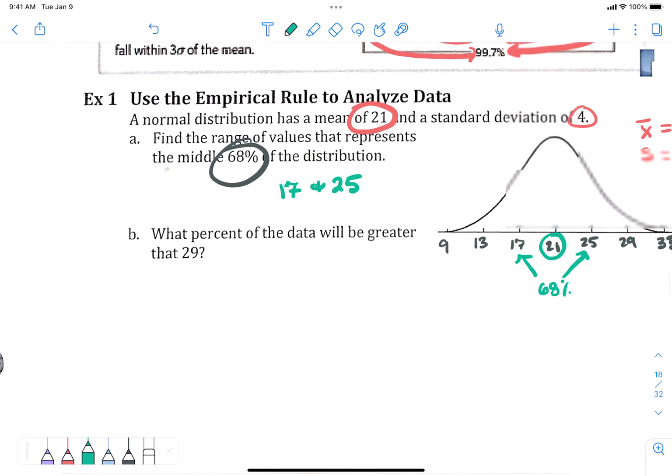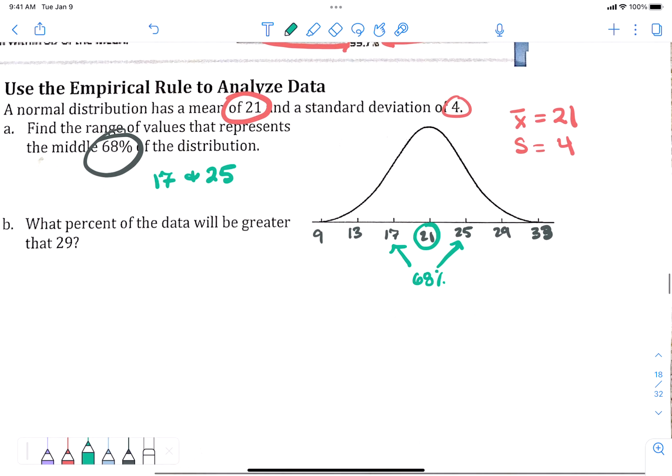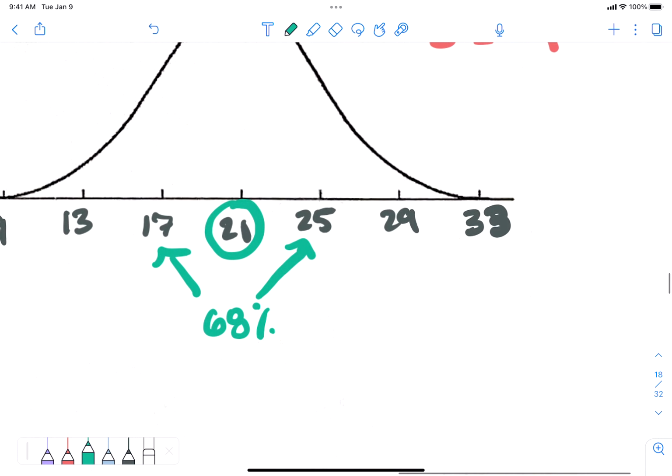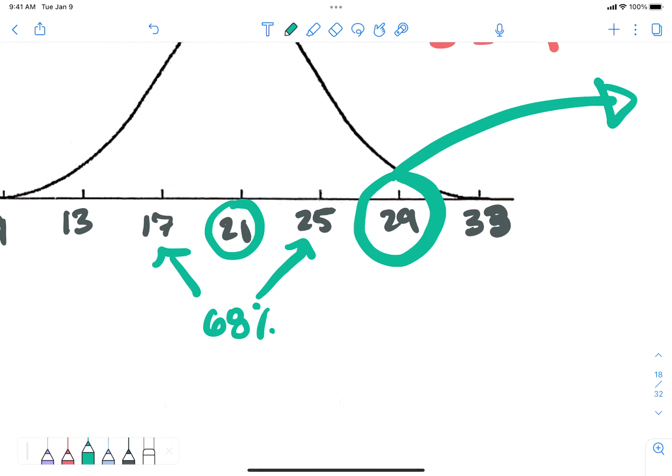All right. Part B. What percent of data will be greater than a 29? Okay. Here's the deal. Josie a little bit ago asked me for what the symbols were. 29 is this guy right here. They want to know greater than 29.